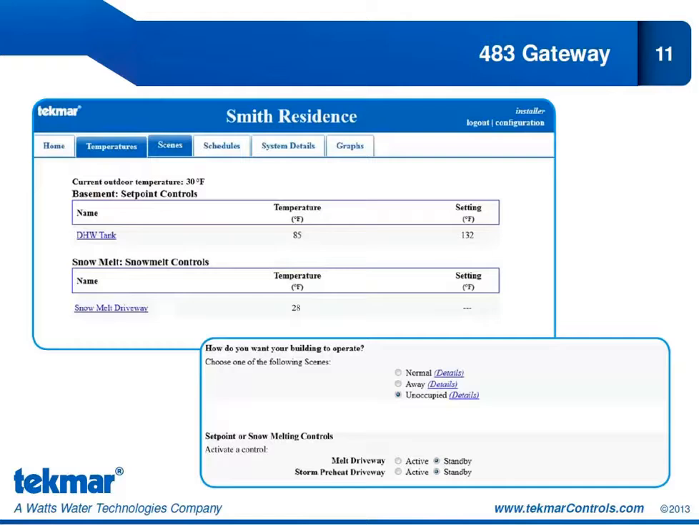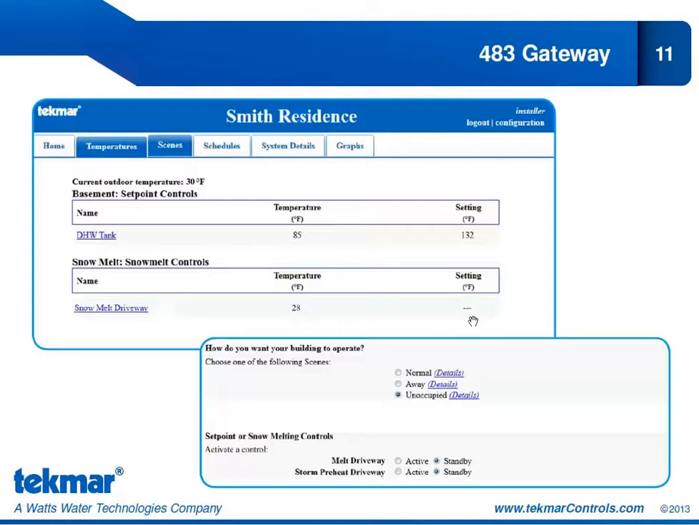Now we can connect our snowmelt control to a gateway. And I know a lot of you have been waiting for this for a long time, so here we are. This is a screenshot from our very own gateway here at Tekmar, where we have connected a 654. You can see under the Temperatures tab, I will have what I've named Snowmelt Driveway, and it will show me the current temperature of that slab.